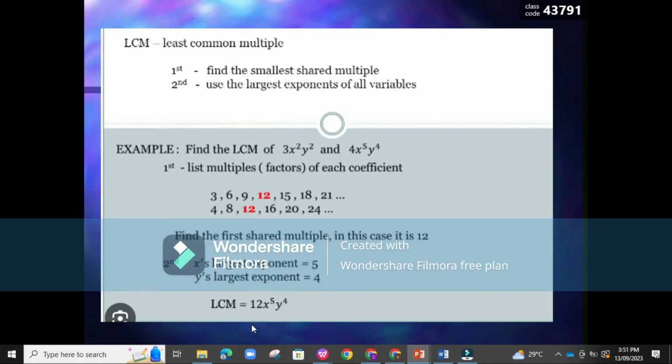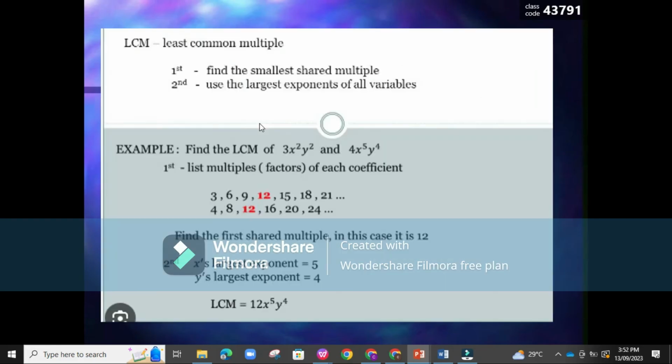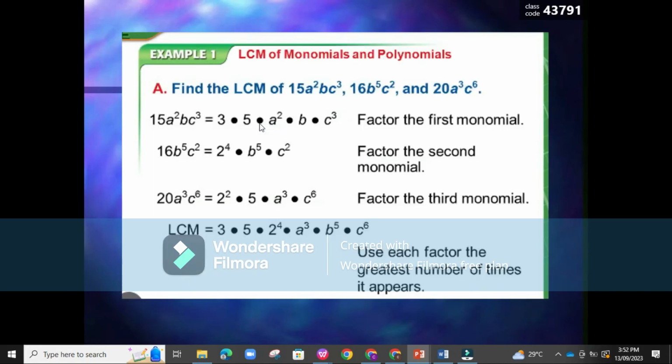So that is how we are going to get the least common multiple for monomials. Now, how about this one? Find the LCM of 15a squared b c cubed, 16b to the power of 5 c squared, and 20a cubed c to the power of 6. A while ago, the first one, you used the listing method. Now, this one, we are going to use the prime factorization method.